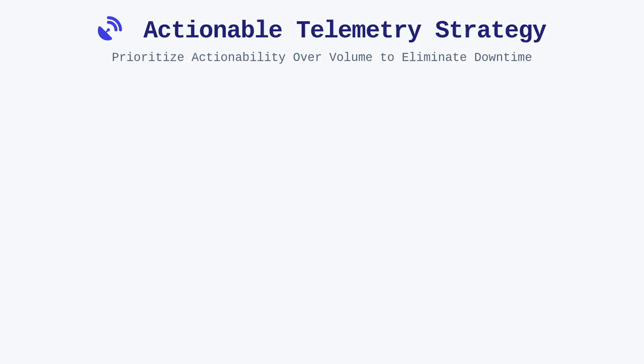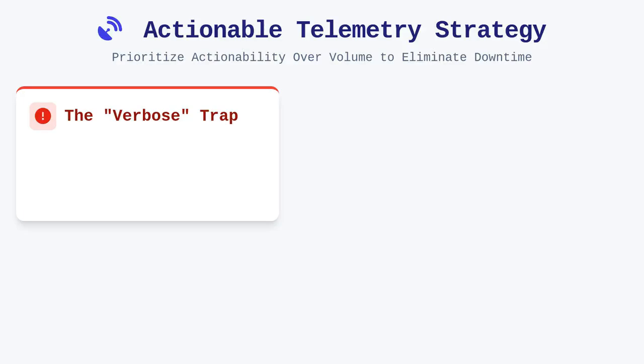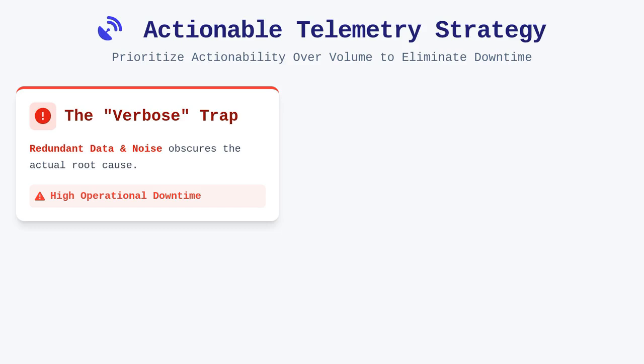Finally, prioritize actionability in every piece of telemetry you collect to ensure that operational downtime remains low. Too many developers confuse verbose logging with useful logging, resulting in log files filled with redundant information that obscures the actual root cause. Every log entry should answer questions about the specific state of the variables at the time of the error and the path the execution took to arrive there.